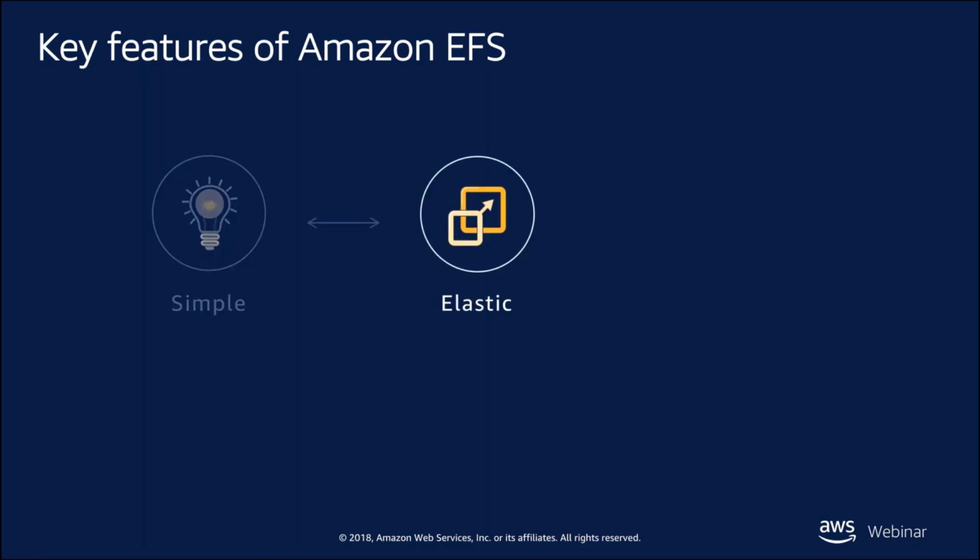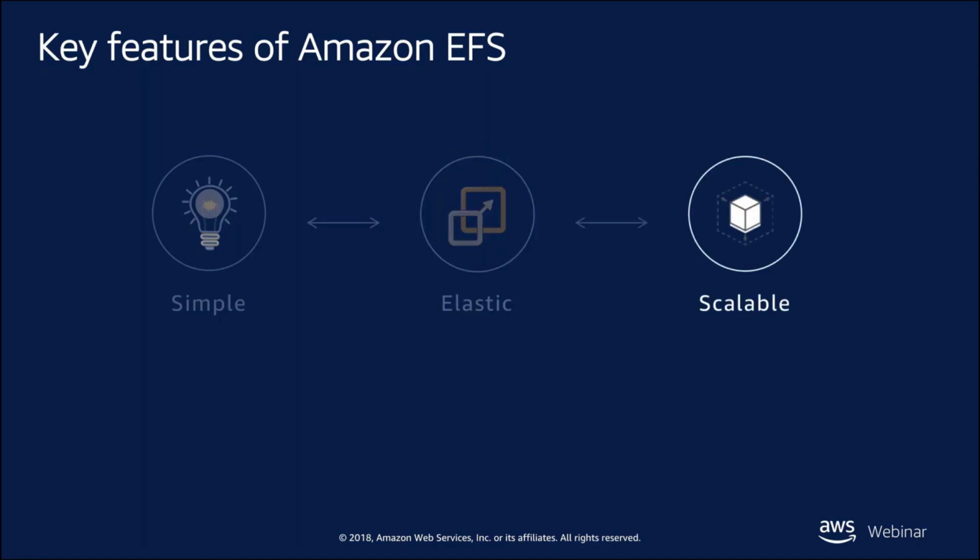The next core tenet we used when we built EFS is elastic. So the file system automatically grows and shrinks as you add and remove files. So there's no need to provision storage capacity or performance. You only pay for the amount of storage space that you use, and there's no minimum fees. So it elastically expands and contracts based on the amount of data you're adding and deleting from your file system.